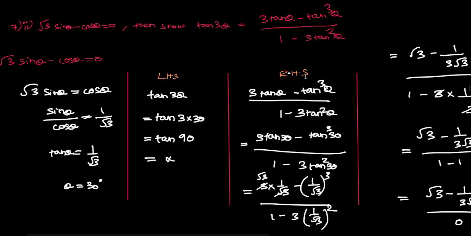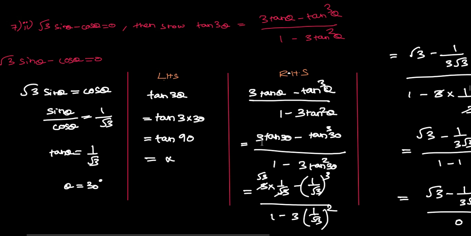Now the RHS is 3 tan theta minus tan cube theta by 1 minus 3 tan square theta. Theta is 30, so 3 tan 30 minus tan cube 30 divided by 1 minus 3 tan square 30. But tan 30 value is 1 by root 3.